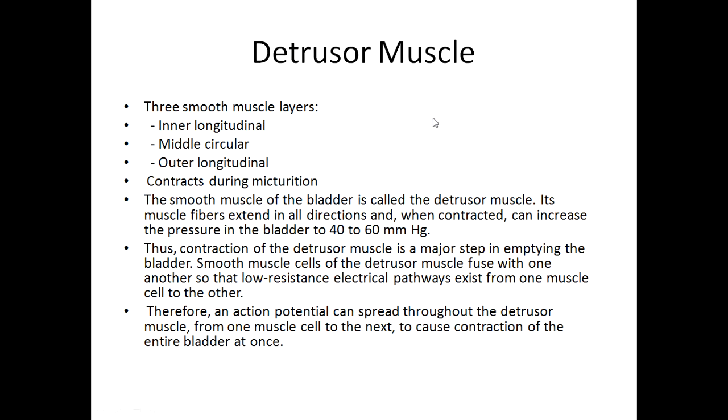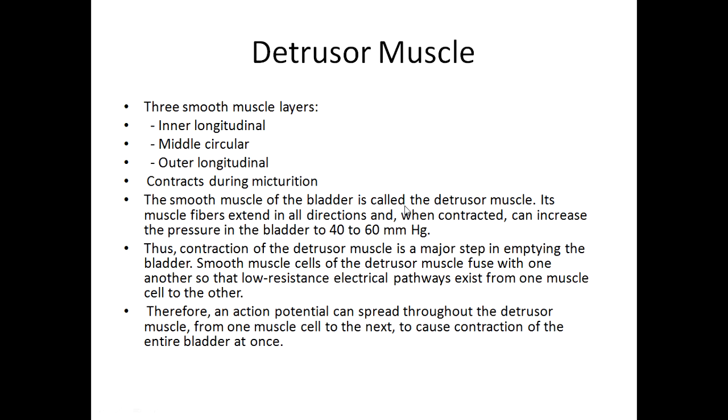The musculature of the urinary bladder is the detrusor muscle. Three smooth muscle layers are present: inner longitudinal, middle circular, and outer longitudinal. These muscles contract during micturition. With the help of these muscles, the urinary bladder contracts and helps in voiding of urine.